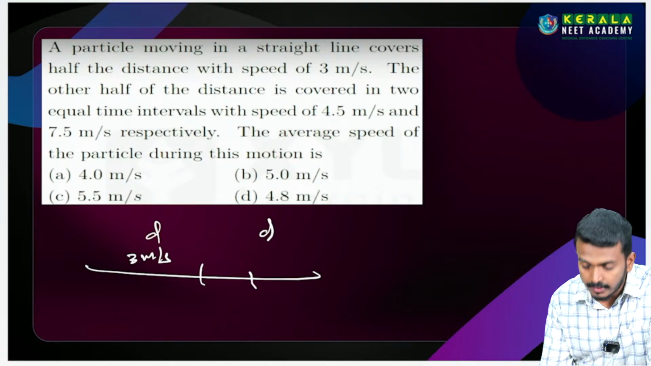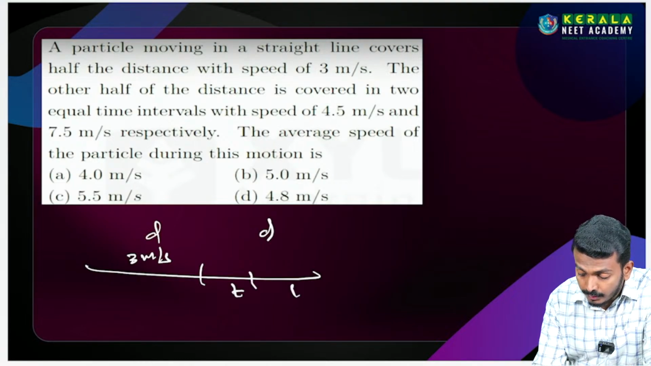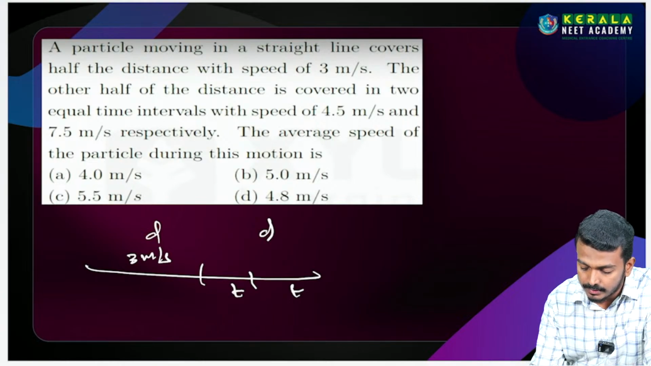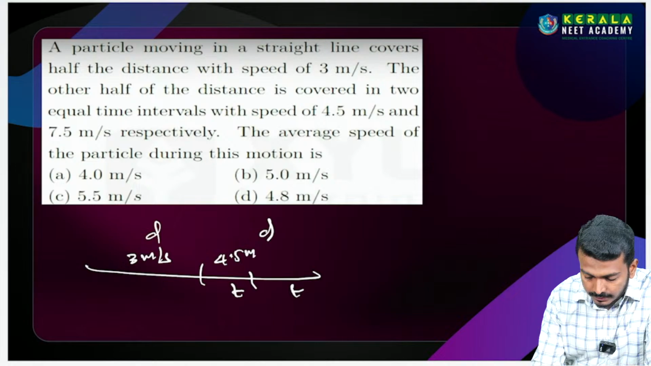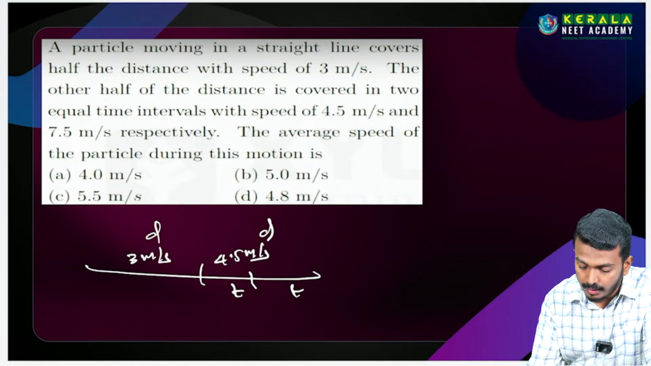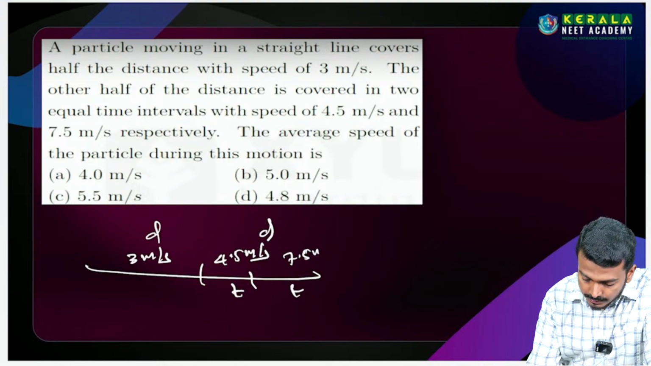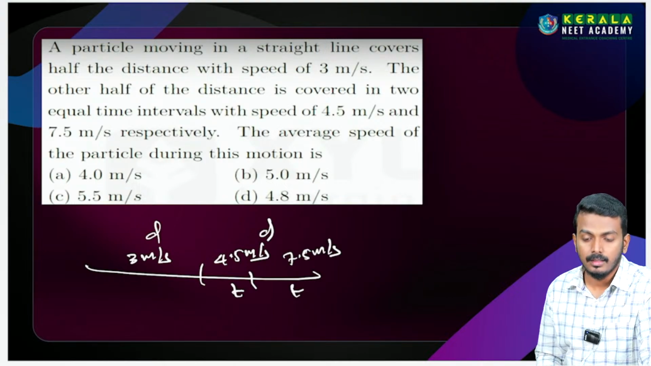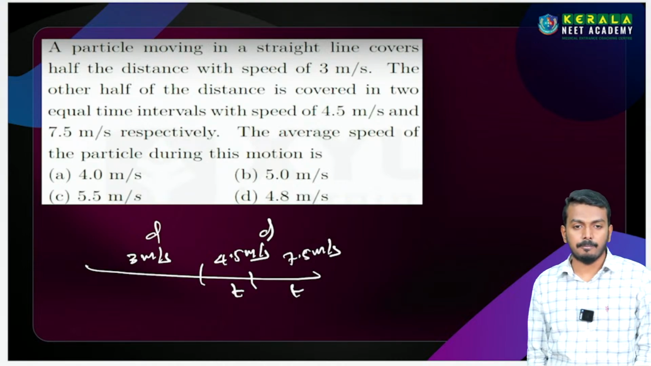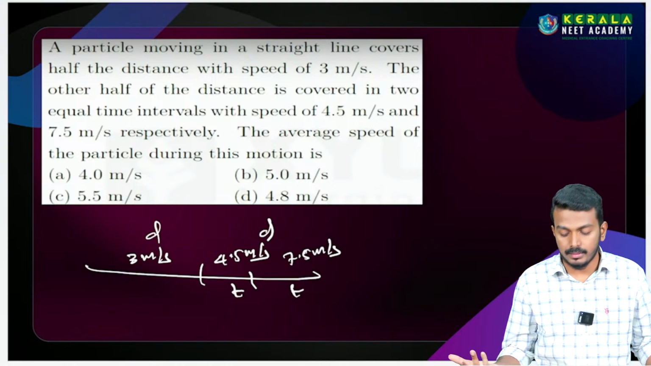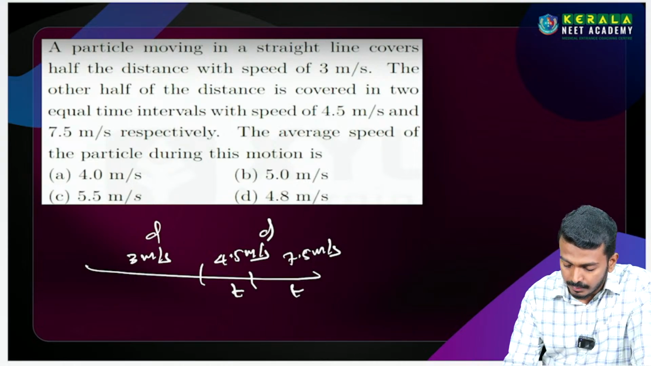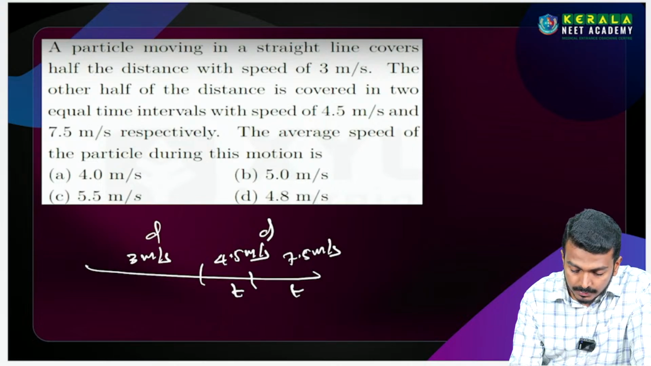Means the second half is divided into two equal time intervals. In the first time interval, with what velocity did it travel? Yes, 4.5 meters per second. In the next half of the time it travels with what velocity? 7.5 meters per second. The question is the total average velocity of the journey, the total average speed of the motion. Then how to solve the question? Yes, it's very simple.